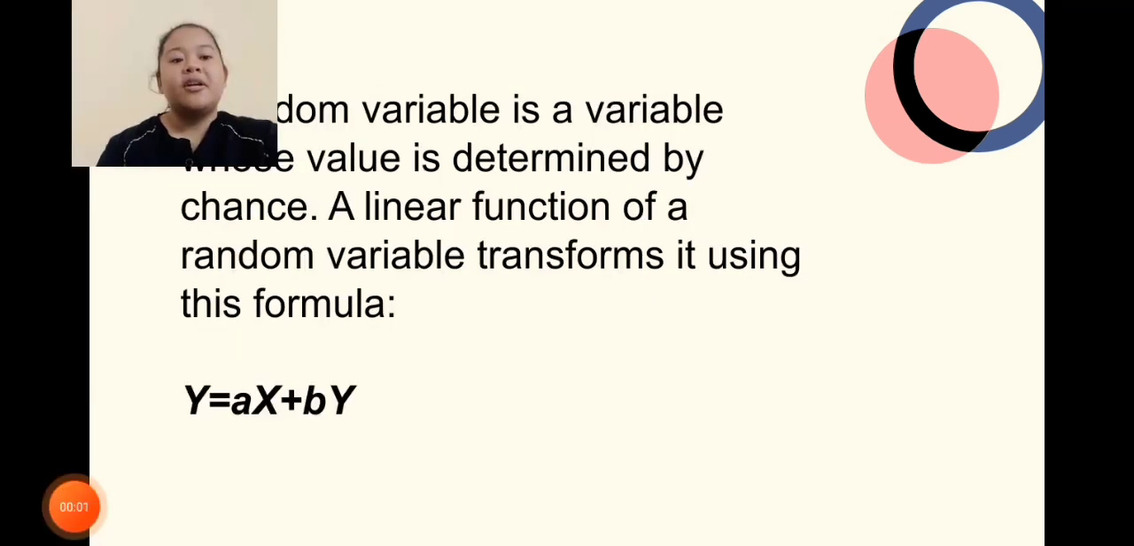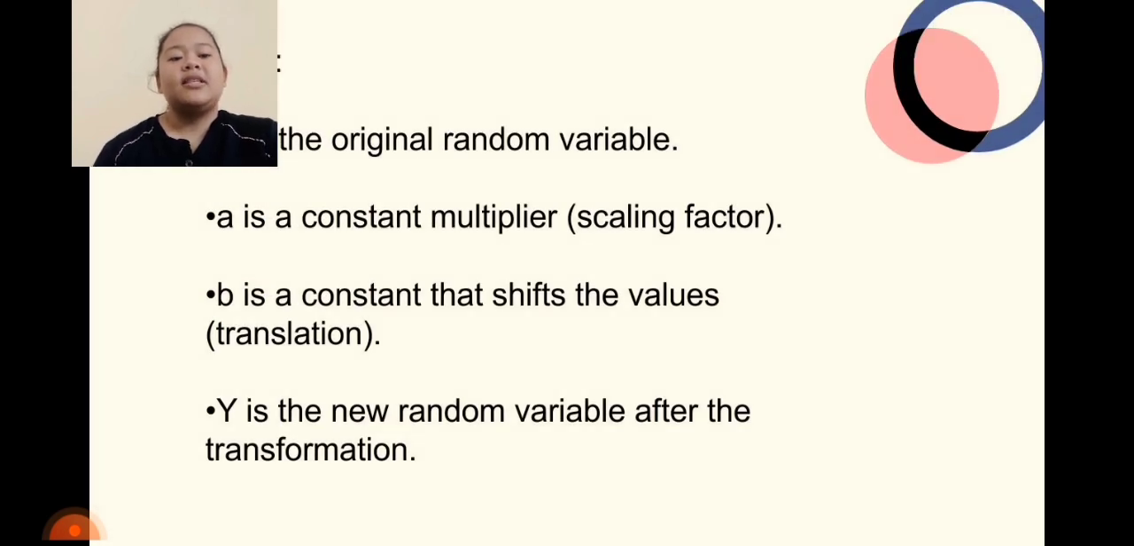A random variable is a variable whose value is determined by chance. A linear function of random variables transforms it using this formula: Y is equal to aX plus b. Here, X is the original random variable. a is a constant multiplier or scaling factor. b is a constant that shifts its values. Y is the new random variable after the transformation.